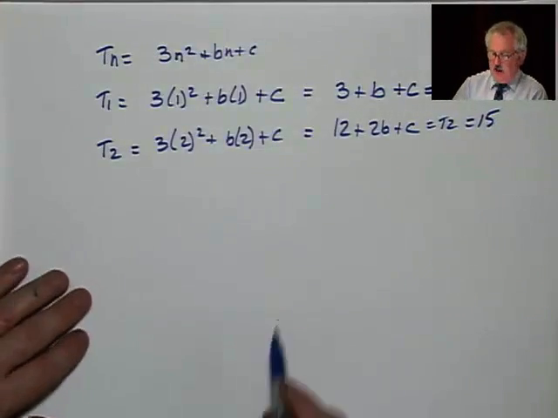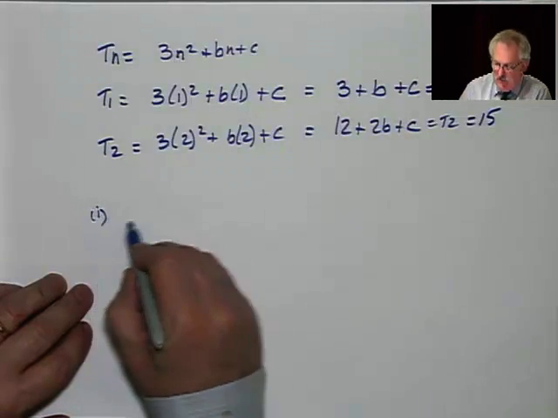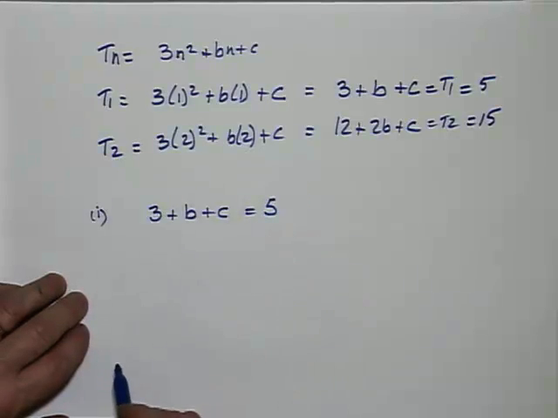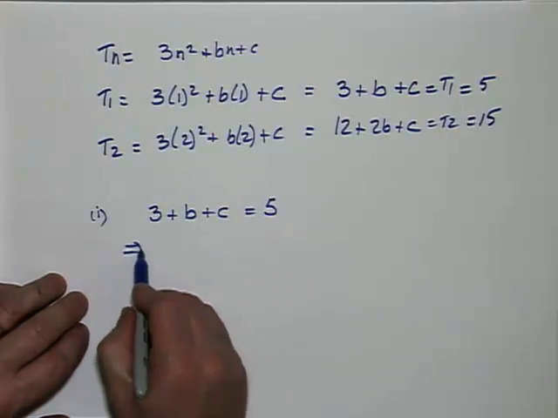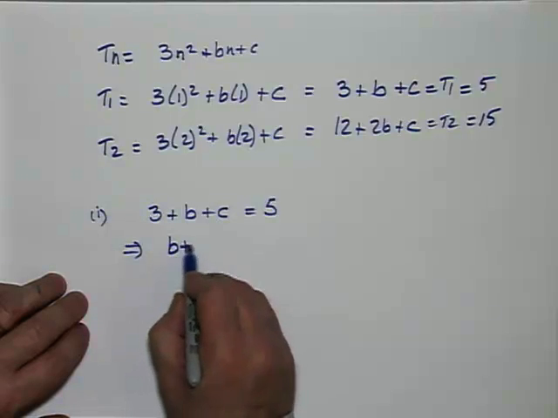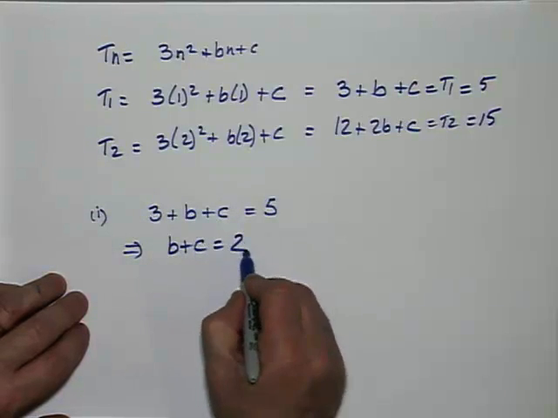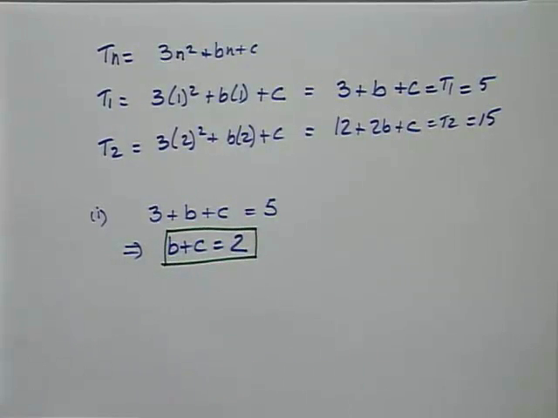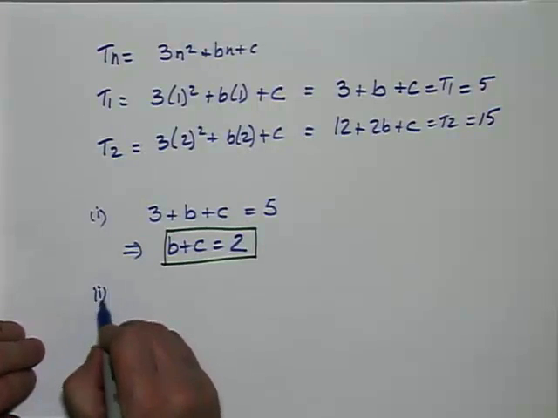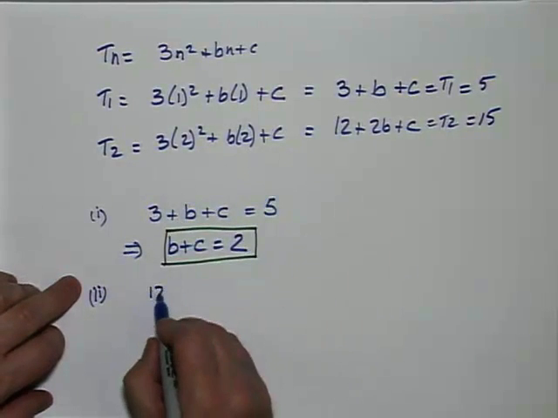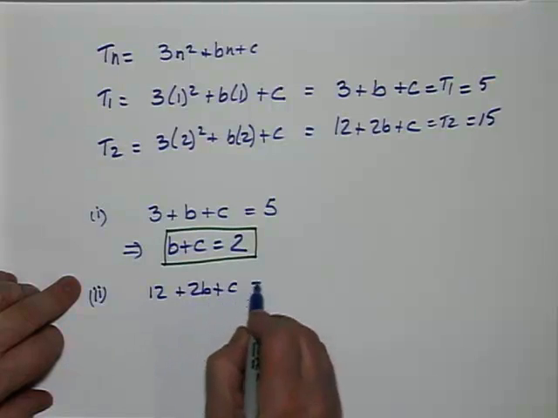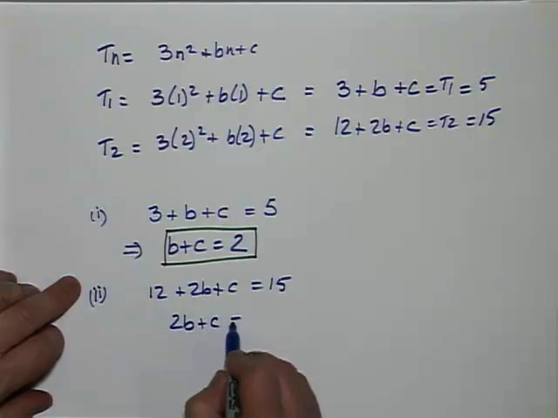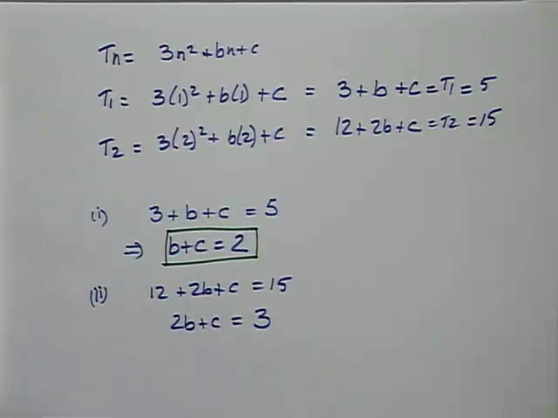So effectively what we have now are two equations. Equation 1, we've got 3 plus b plus c equals 5. We can simplify that by taking the 3 across and say b plus c is 5 minus 3, or 2. That's equation 1. The second equation is this. We're going to get 12 plus 2b plus c is 15. Then we're going to take the 15 over. We get 2b plus c is 15 minus 12, which is 3.